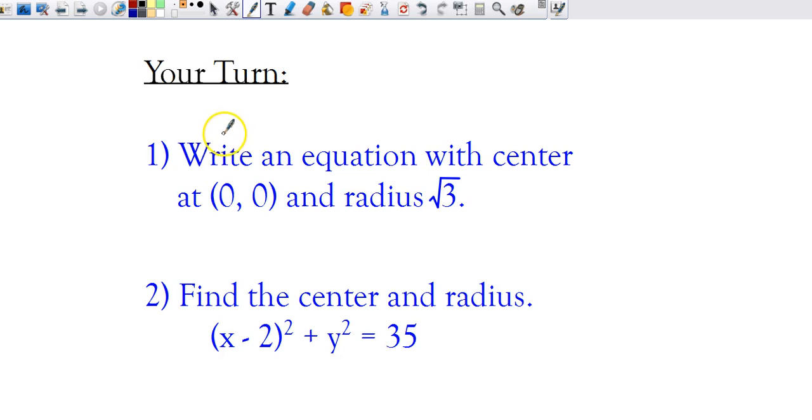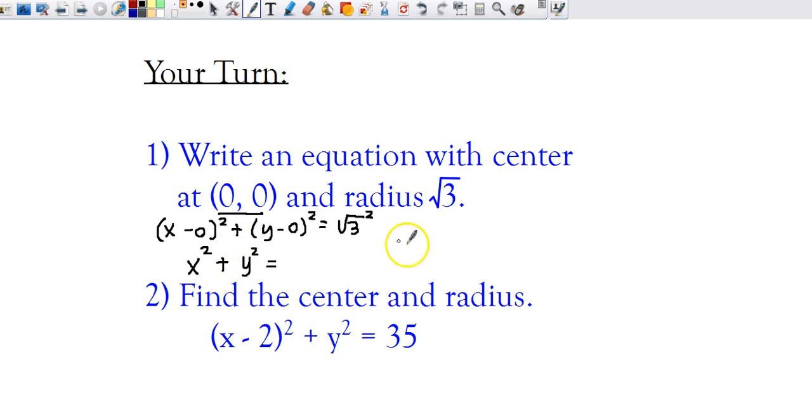Okay, hopefully you got a chance to work them out. The way that you would work out example 1 for the your turns, it says write an equation with center at 0, 0, and radius the square root of 3. So if I plug it in the formula, x minus 0 squared plus y minus 0 squared equals the square root of 3 squared. That is technically correct, but we do want to make that simplified. So anytime there's a 0, we just don't write it. We just say x squared plus y squared.